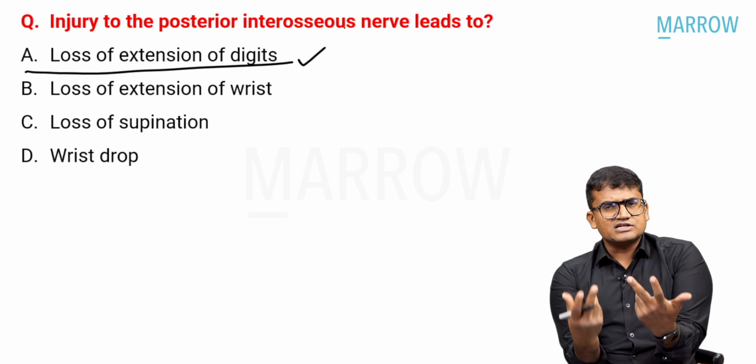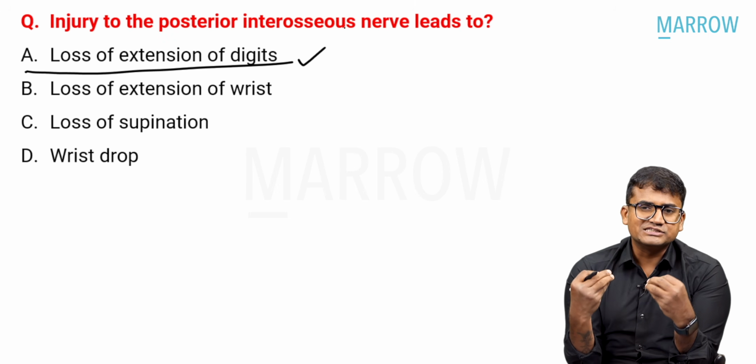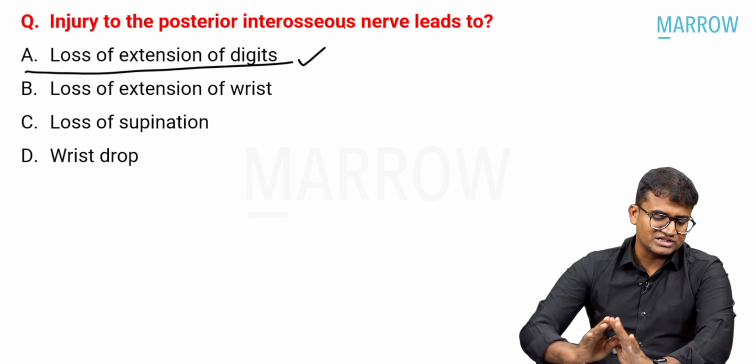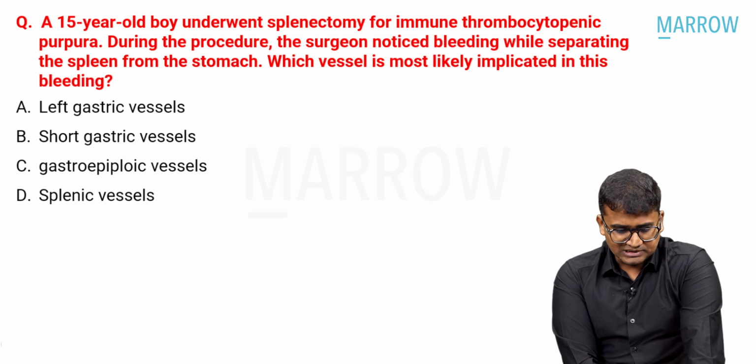Now, do you see any sensory loss in PIN palsy? No. Why? Posterior interosseous nerve is a purely motor nerve, no sensory loss. Okay. Right. Now, come to the next question.